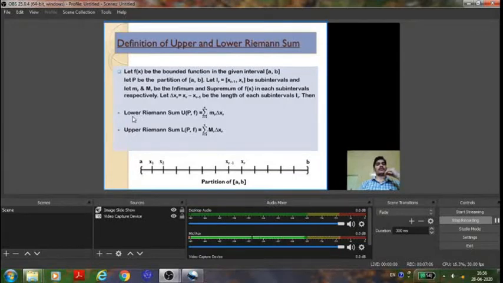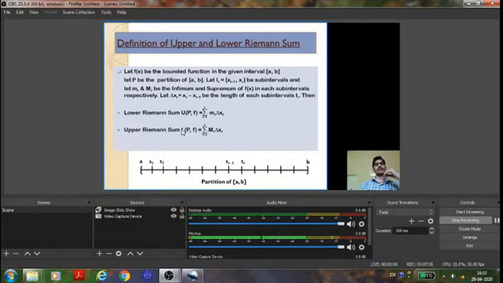Now we will define the lower Riemann sum and upper Riemann sum. The lower Riemann sum is given by L(P, f), sorry, there is a printing mistake here. L(P, f) is equal to the summation of small m r multiplied by delta x r, the sum of all the small m r's times delta x r. And what do we mean by the upper Riemann sum? Here again there is a printing mistake.